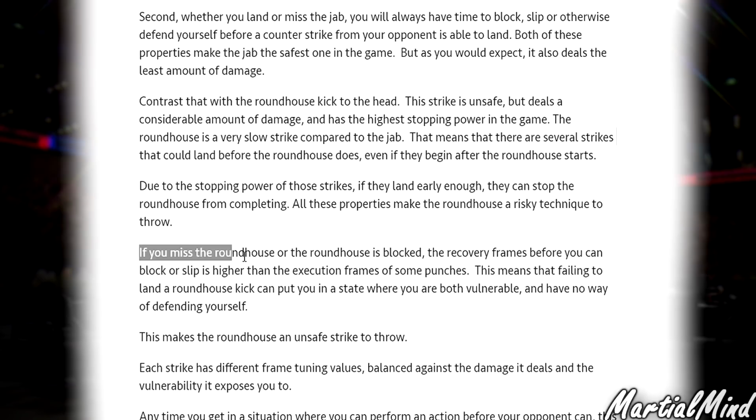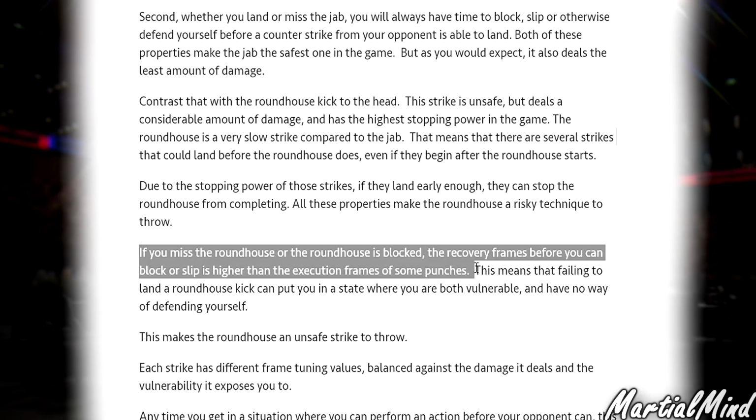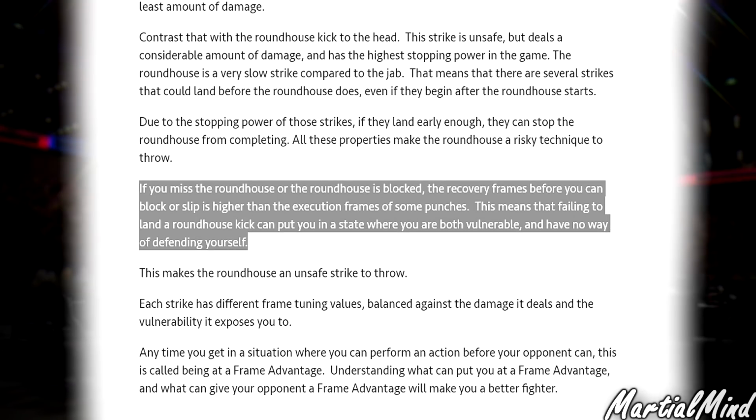And also, if you miss the roundhouse or if the roundhouse is blocked, the recovery frames before you can block or slip is higher, it's more than the execution frames of some punches, for example. And this means that failing to land a roundhouse kick can put you in a state where you're both vulnerable and you have no way of defending yourself.